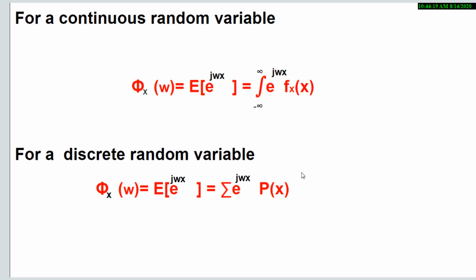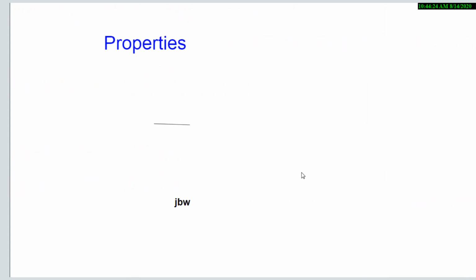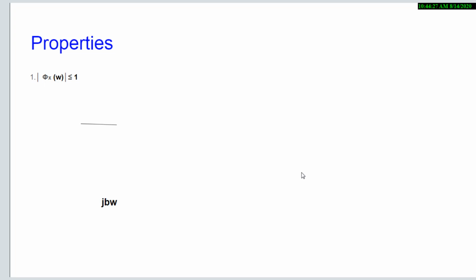Now as we have seen various properties for the mean and moments, in a similar manner we have certain properties for the case of characteristics function. The first property says that the modulus value of phi_X(omega) is always less than or equal to 1. That means it should not exceed any value greater than 1. Second says that the value of phi_X(0) is equal to 1. Whenever the value of omega is 0, the characteristics function will take the value as unity.